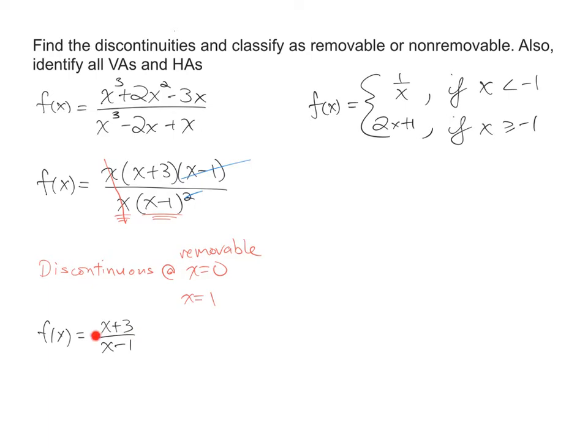And you also see that we canceled an x minus 1 in the numerator and denominator. But down here in the denominator, there's still a factor of x minus 1. So even though we factored out and canceled an x minus 1, there's still one left in the denominator. That makes x equals 1 a vertical asymptote. And vertical asymptotes are non-removable.